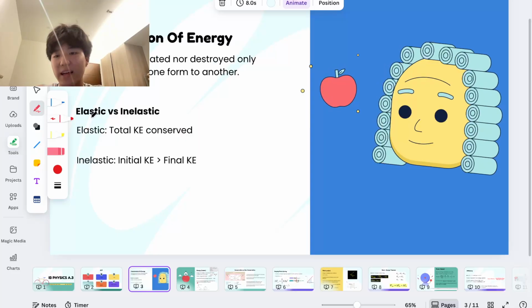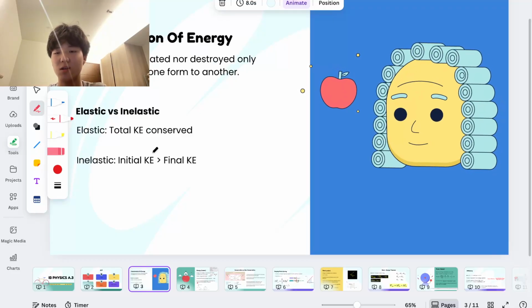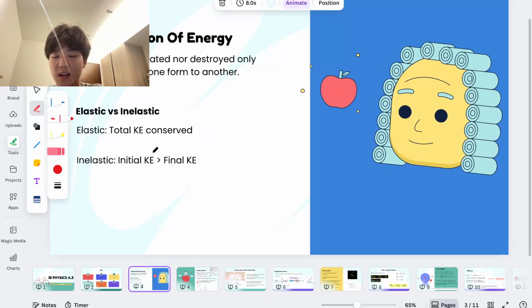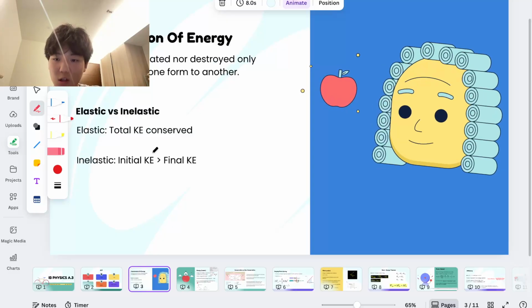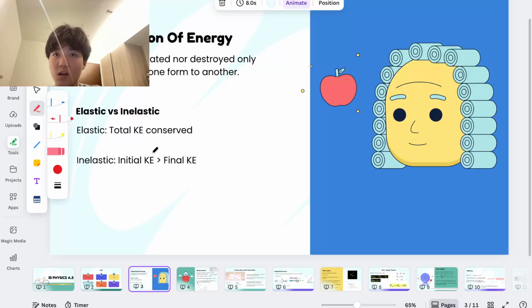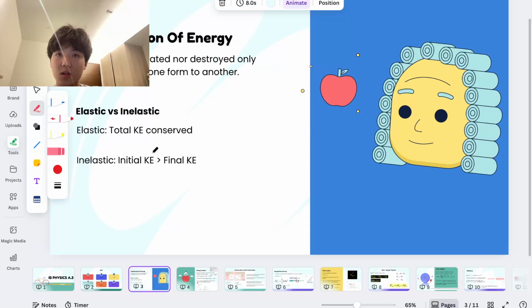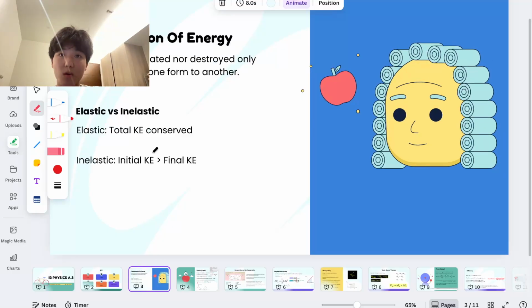And what is elastic versus inelastic collisions? An elastic collision means that the initial kinetic energy is equal to the final kinetic energy. It's conserved. Whereas an inelastic collision means that initial kinetic energy is greater than final kinetic energy, meaning somewhere along the collision, the kinetic energy was converted or lost due to dissipation, maybe to heat or friction.